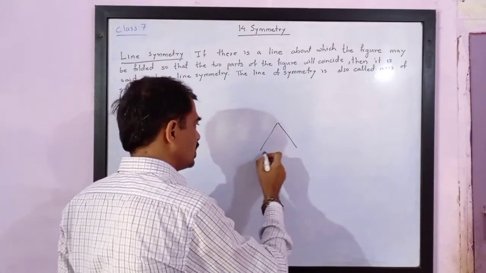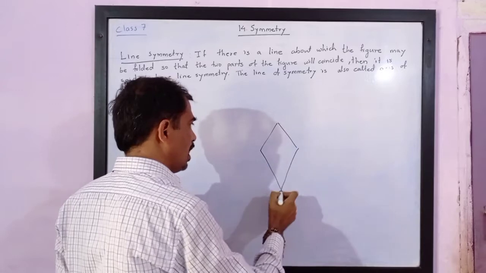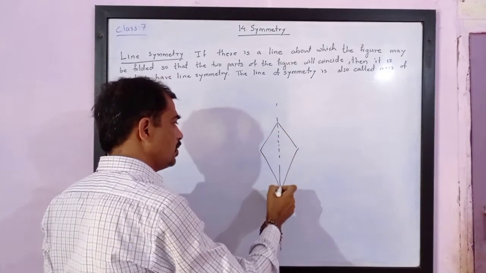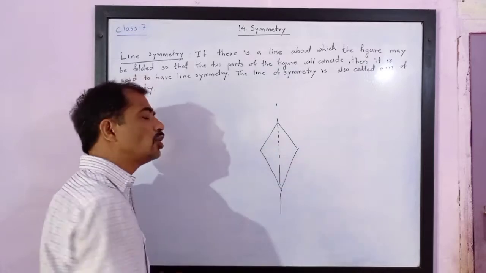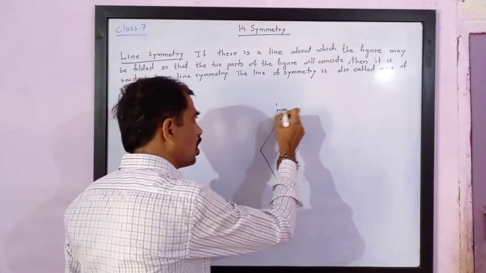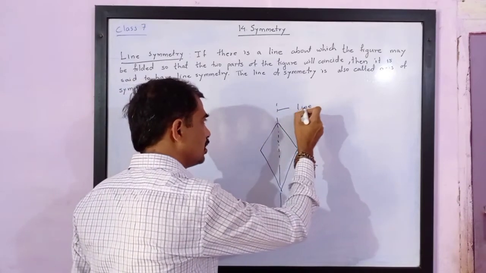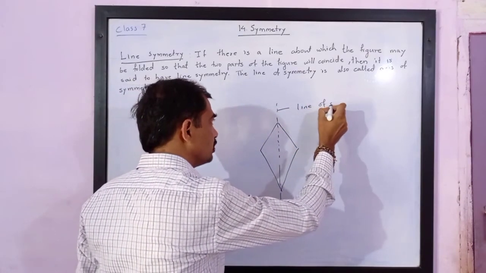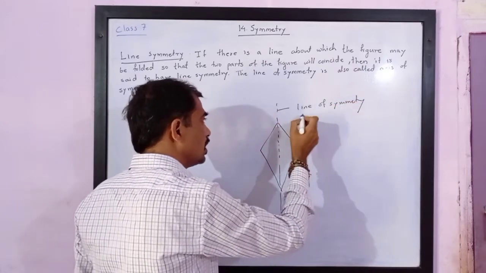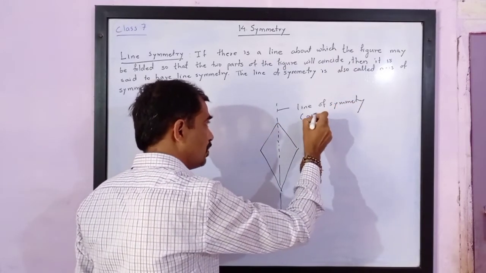if there exists a certain figure, and a certain line, an imaginary line you can say, divides the figure into exactly two parts, then this line is called a line of symmetry. This is also called an axis of symmetry.